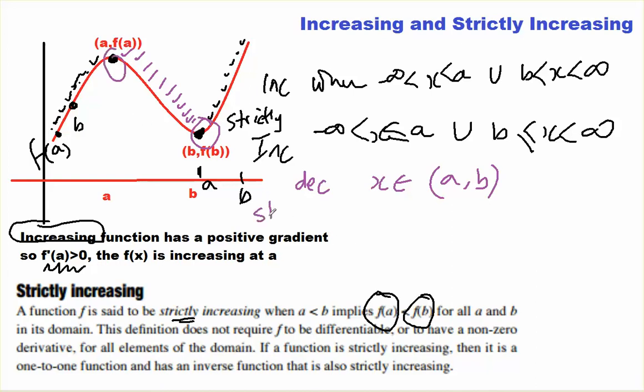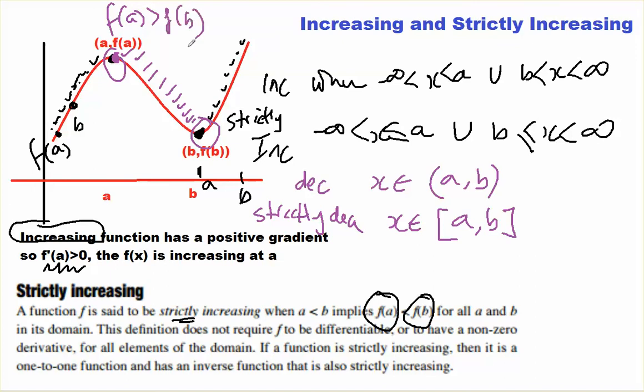But where is it strictly decreasing? x is an element from a through to b, but inclusive of a and inclusive of b, because on the endpoint, at this point here, f of a is bigger than f of b. Therefore, everywhere in between a and b, it's going to be strictly decreasing.